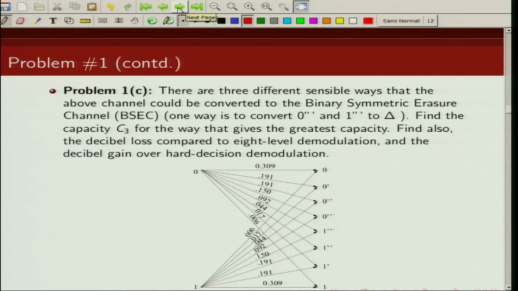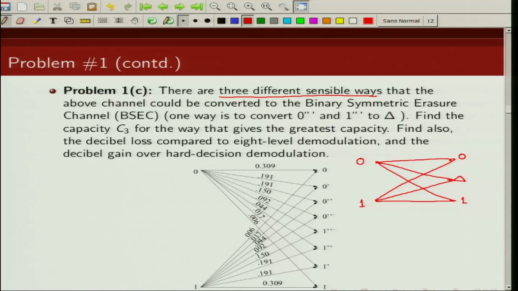Now the third part of this question is as follows. There are 3 different sensible ways of converting this channel into a binary symmetric erasure channel. Now what is a binary symmetric erasure channel? In a binary symmetric erasure channel, you have 2 inputs 0 and 1, and you have 3 outputs: 0, erased output, and 1. One second, let me draw the model for the binary symmetric erasure channel. Let's say there's a delta probability of bits getting erased. Let's say there's an epsilon probability of bits being in error. So this will be 1 minus delta minus epsilon, 1 minus delta minus epsilon. So this is a binary symmetric erasure channel.